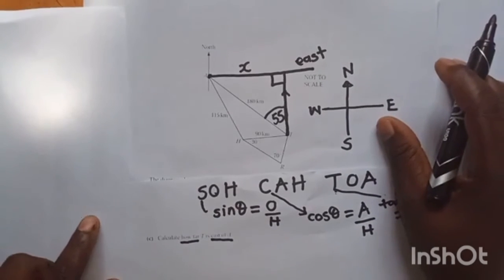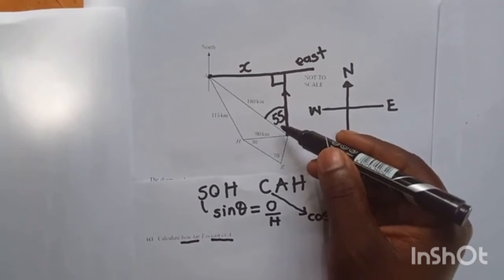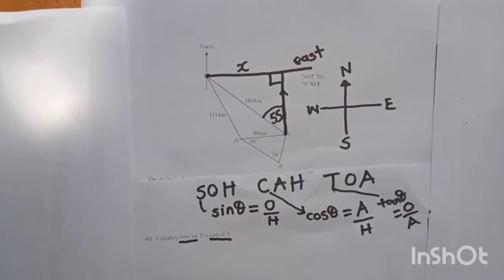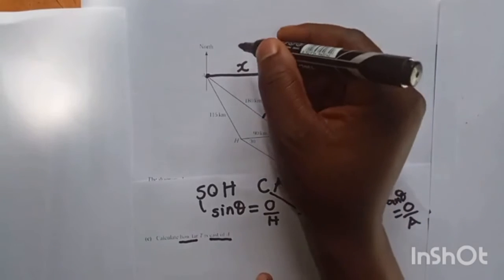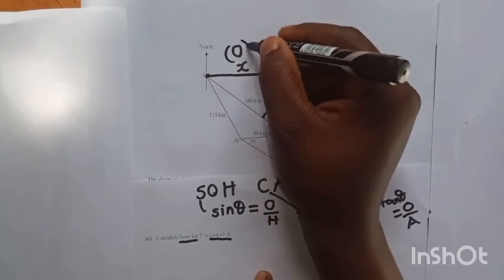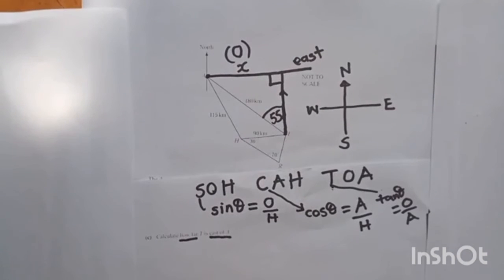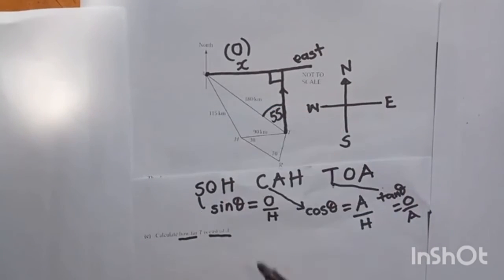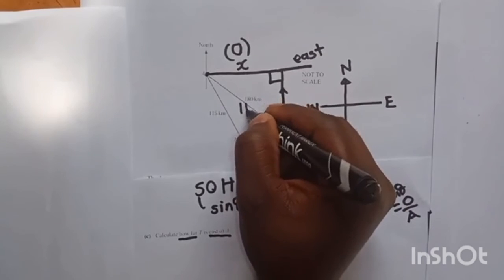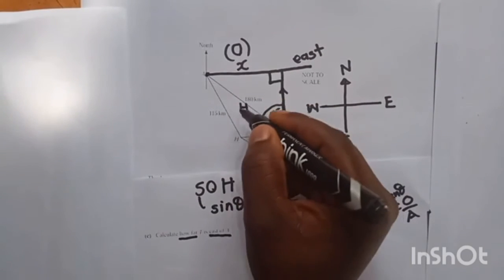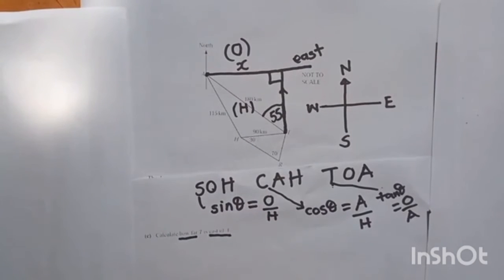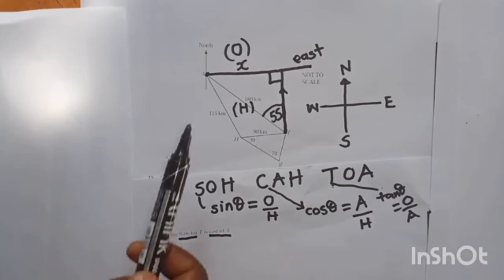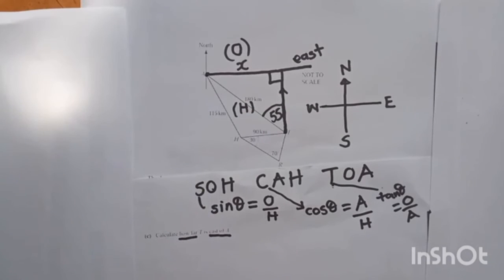Looking at x, you can notice that x is opposite to 55. This 55-degree angle, we have calculated it in the previous question. So x is representing the opposite. And this 180 kilometers is opposite to this 90 degrees. The side which is opposite to the 90 degrees is known as the hypotenuse. So 180 is the hypotenuse. Having opposite and hypotenuse, it means that we can calculate the value of x using sine theta, since sine theta is the one which contains the opposite and the hypotenuse.